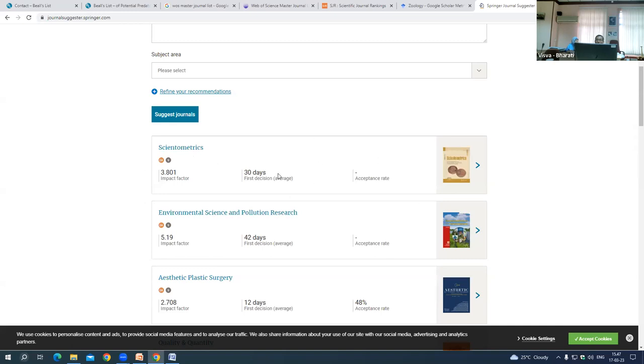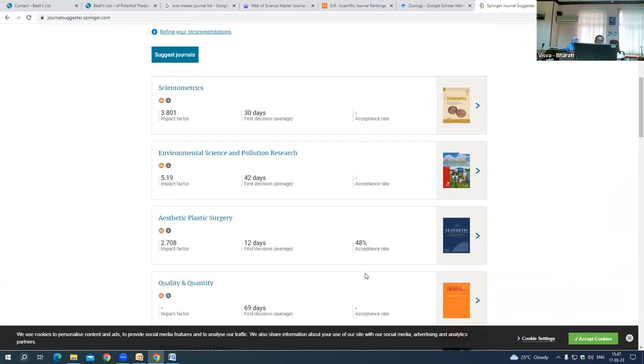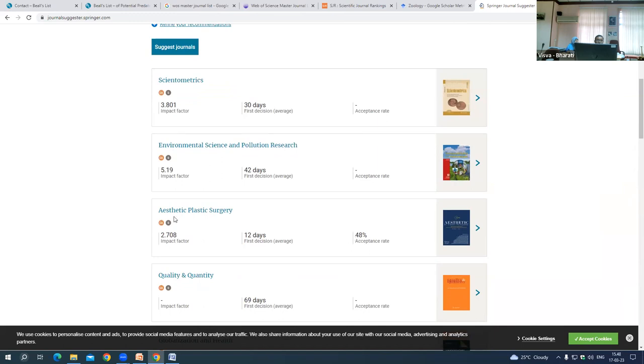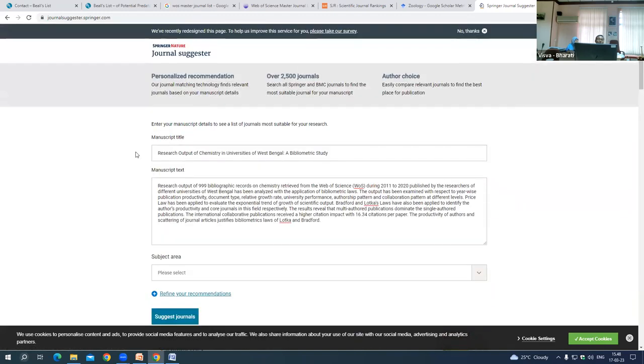With more information, you see, the impact factor is also mentioned here, 3.801 for Scientometrics. And the first decision, on average, they give the result, the feedback of the first review, within 30 days. This is the average time they take. The acceptance rate is not shown here, but in other cases you will find the acceptance rate. In this case, they are accepting 48% of submissions, so 52% are rejected for this journal. So this is another thing.